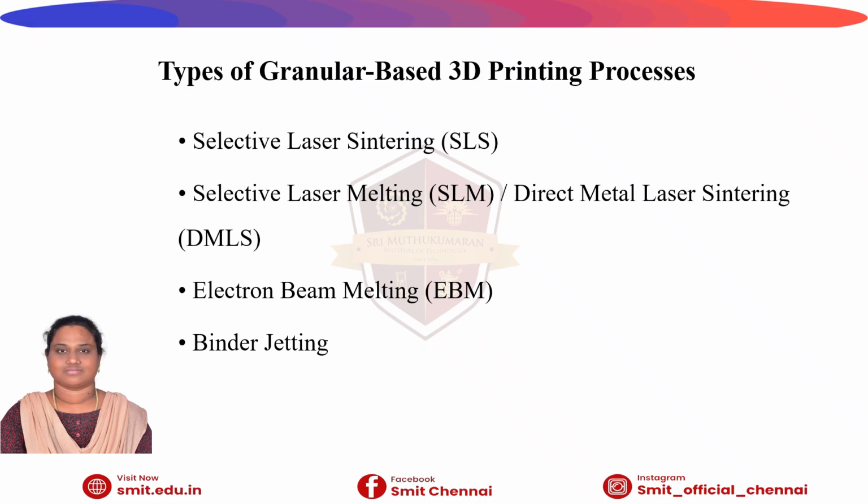So the types of granular based 3D printing processes. So these are the types: selective laser sintering, then selective laser melting. It is also called direct metal laser sintering. Then electron beam melting, finally binder jetting. So these are the types of granular based 3D processes.